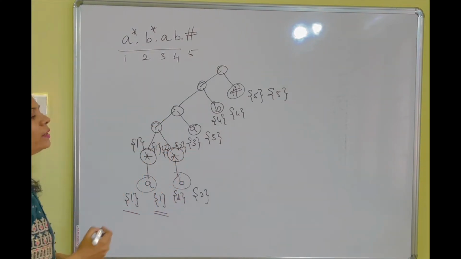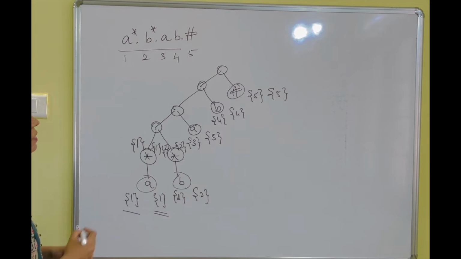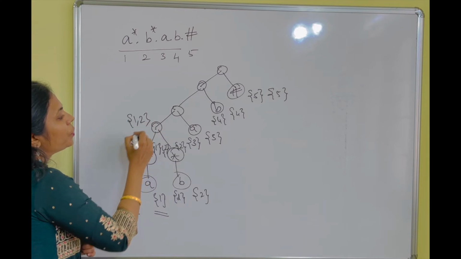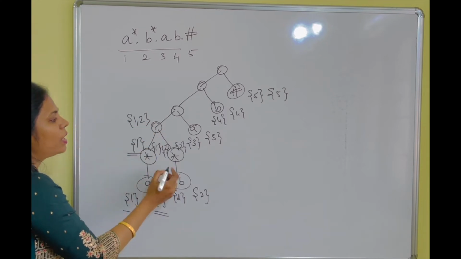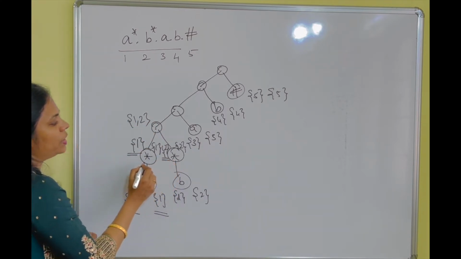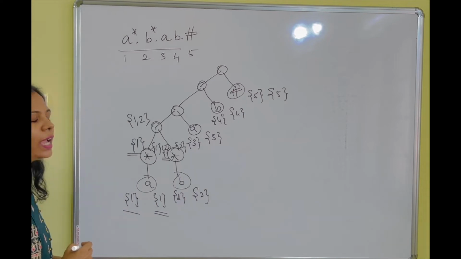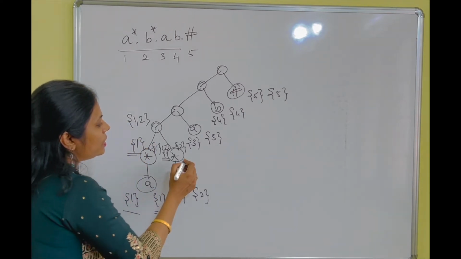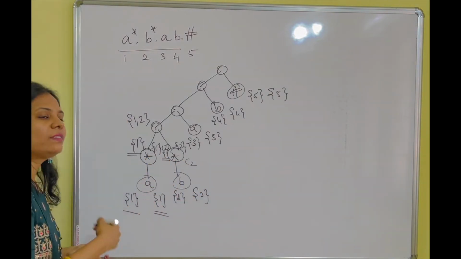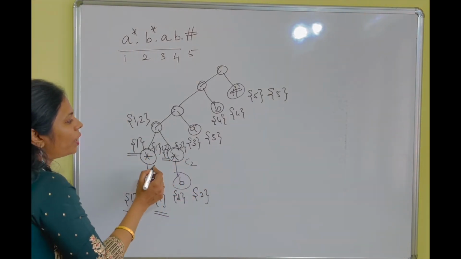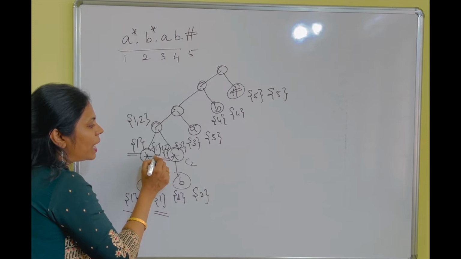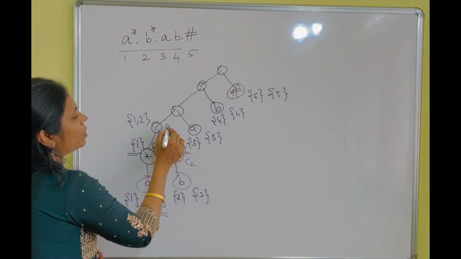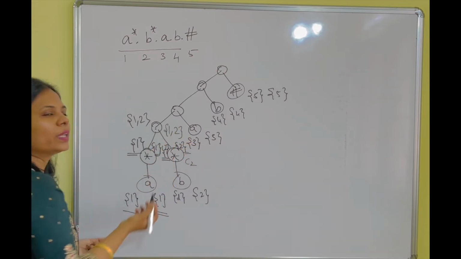Now comes the cat node. When it comes to the cat node, if C1 is nullable, then 1, 2. Okay. Union of firstpos of C1 and firstpos of C2. That will be the firstpos of the cat node. That becomes 1, 2. Okay. Now C2 is nullable. Yes, in our case C2 is also nullable. Then what you have to do? The union of the lastpos of C1 with the lastpos of C2. Again, this is also becoming 1, 2.